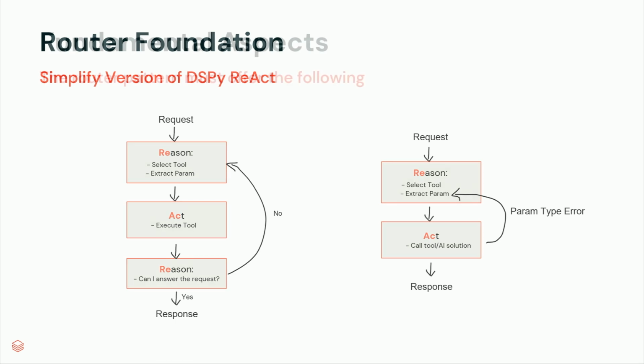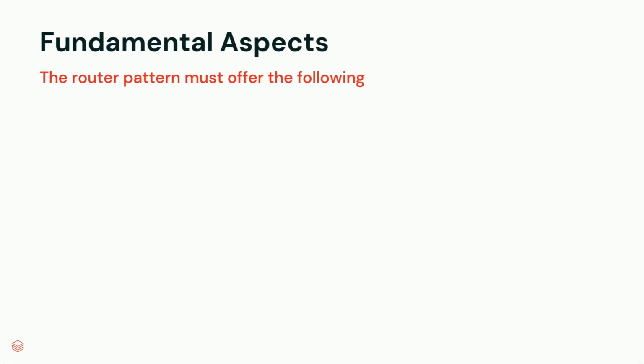Okay, now, in order for this pattern to be effective, there are some fundamental aspects that we need to cover. It has to have high accuracy. It doesn't matter how good the tool or the AI solution that is being called is. If the router sends it to the wrong one, then everything will be bad after that. You want to be able to scale it. You want to be able to have tens of tools or hundreds of tools.